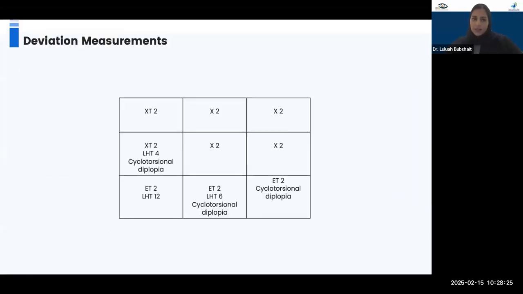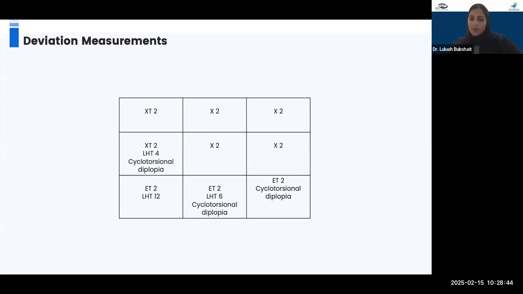This is the 9 gazes after the surgery. So it's a bit different from before the surgery. She has an exophoria in up gaze and primary position. But the new thing is that she had a left hypertropia of 4 and cyclotorsion and diplopia in the right gaze.